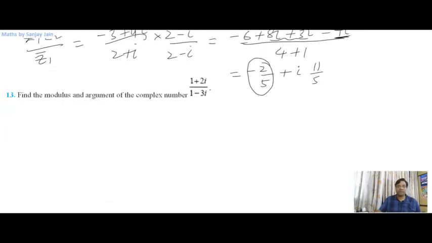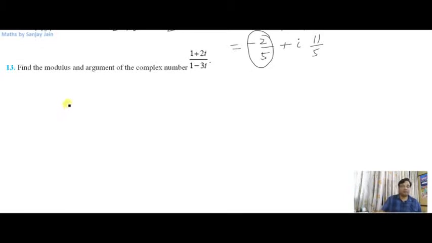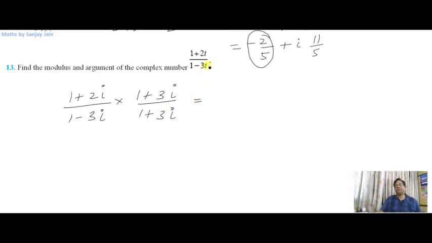Find the modulus and argument of the complex number 1 plus 2 iota divided by 1 minus 3 iota. So let me bring it into a plus iota b form. There are ways to find it directly also without bringing it to a plus iota b form. What you can do is you can take their mod separately, because in the numerator the modulus will be root of 1 plus 4, that is root 5, and in the denominator it will be root of 1 plus 9, root 10. So effectively it will be 1 by root 2. This will be the mod.